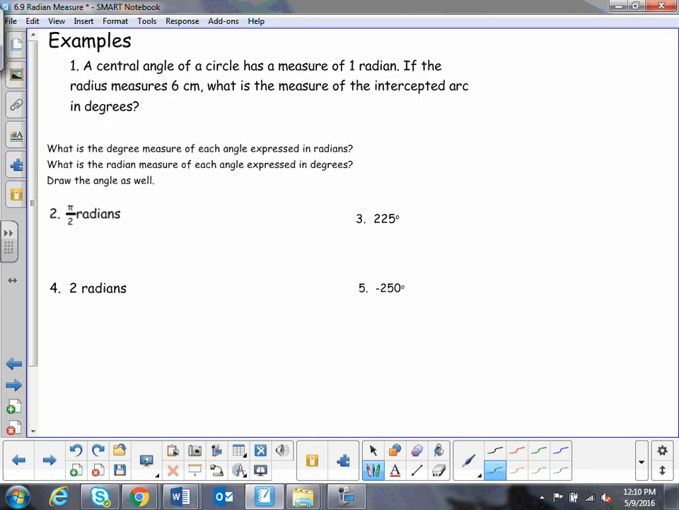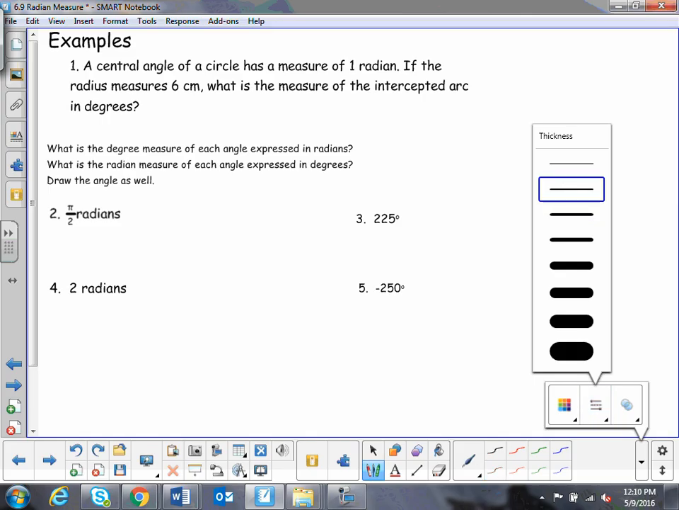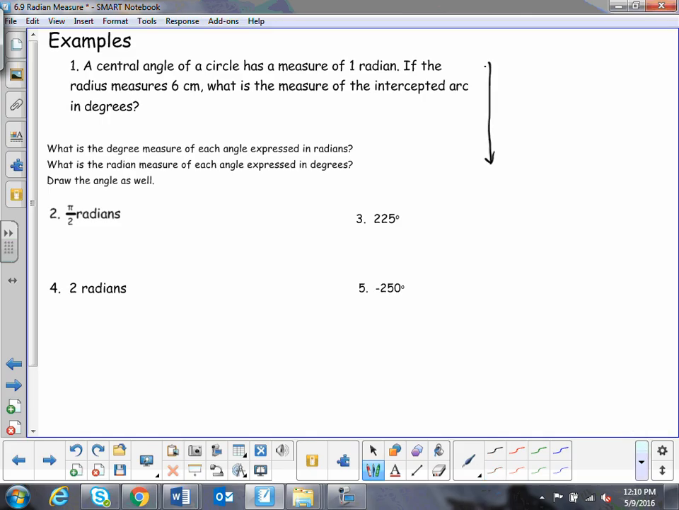So let's just draw a little picture so you can see what we're talking about. So, think of the unit circle, okay? And it says that the radius is 6 centimeters, so let's just say it goes to there. And if it's 1 radian, how big is this arc, y'all? How big is the arc if it's 1 radian? 6 centimeters. Remember when I said that the radius, if it's the same there, that that's going to represent 1 radian? Okay? So that's what it looks like, and so we're going to find the measure of that, okay?